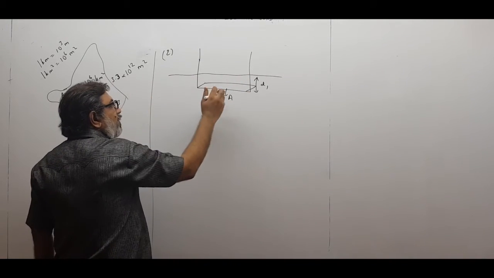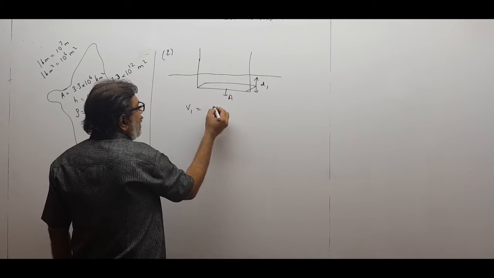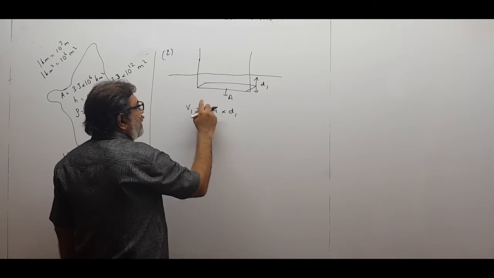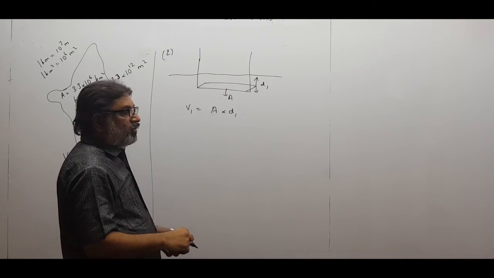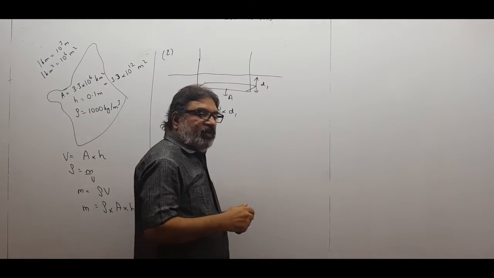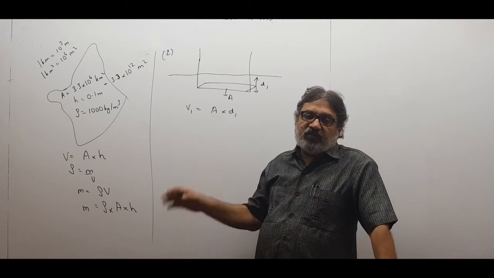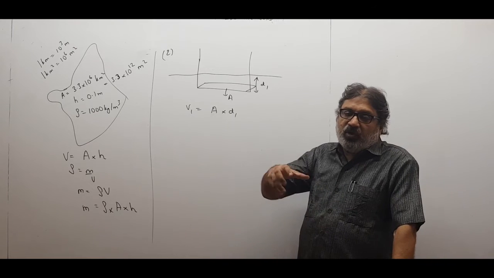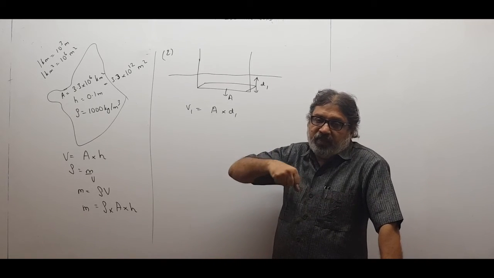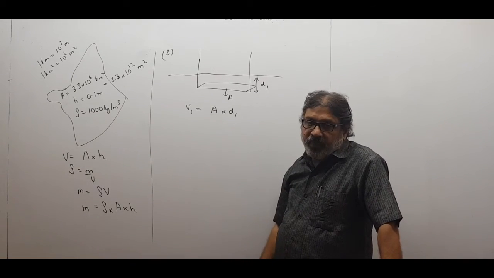So what is the volume of water displaced by the boat? That is equal to area into depth. Area into depth will give us the volume. So this is the volume of water displaced by the boat. By whatever amount the boat is going inside the water, an equal amount of volume it will displace. So whatever volume is occupied by the boat, that volume of water it has displaced. So V1 is this much.